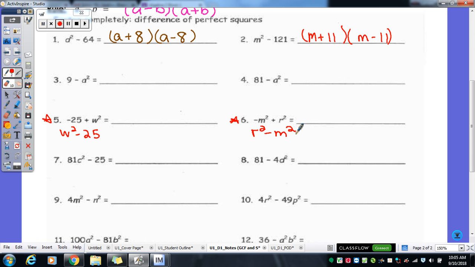So what I want you to do is take a few minutes. Again, try the ones you can. If you can't get them all, that's okay. We're still learning. But try them all. Let's see what we get.